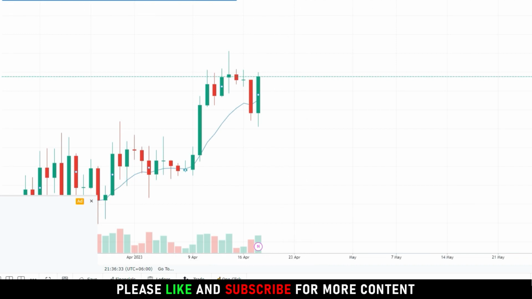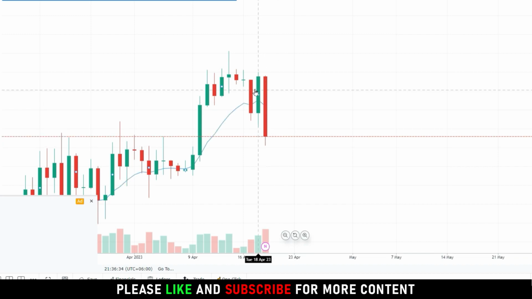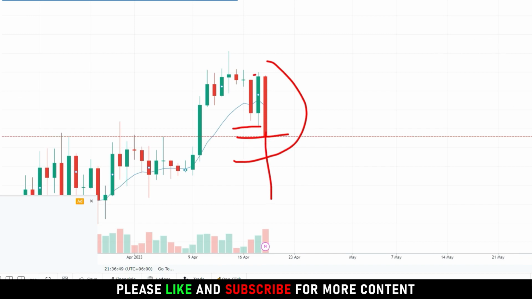Now we can see there is a candlestick pattern. The second candle completely broke out. This is our engulfing pattern area, and its lower point was broken out. So now you can see the confirmation pattern for the downside movement. Now we'll go for the downside movement of the trade.